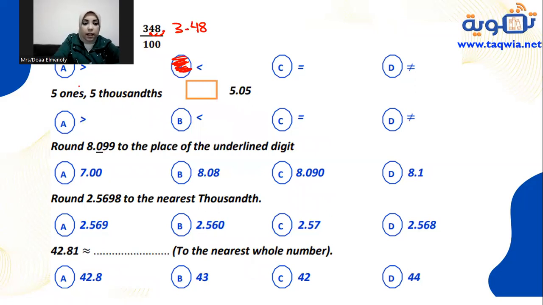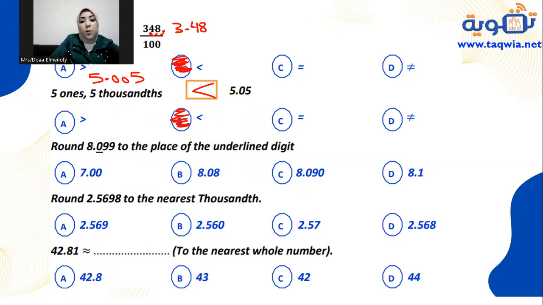how can we write it in standard form? We're going to write it 5.005, and here we have 5.05. So which one is greater? Yeah, this one. So here we have 0 in tenths, 0 in tenths, 0 in hundredths, but here we have 5 in hundredths.